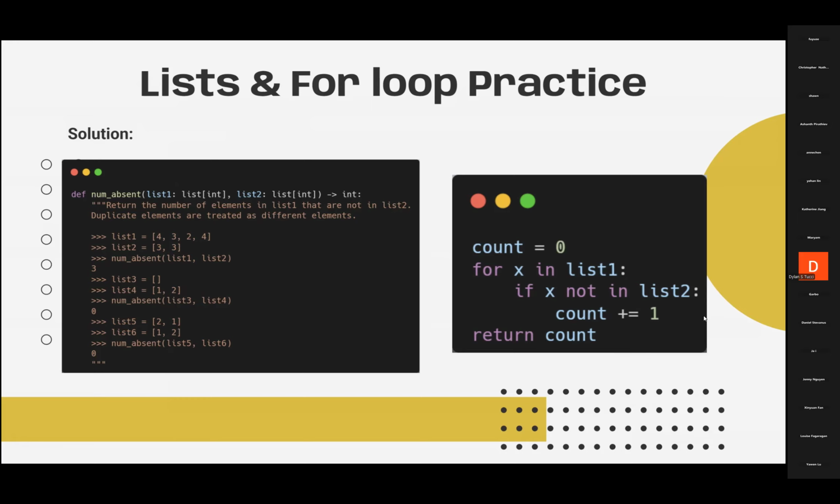And you can just use the not in operation. It's very easy to use in Python. And then if you find it's not inside list 2, you just increment the counter by 1. And then at last, after you finish the loop, you can just return the count and you'll get the correct answer.